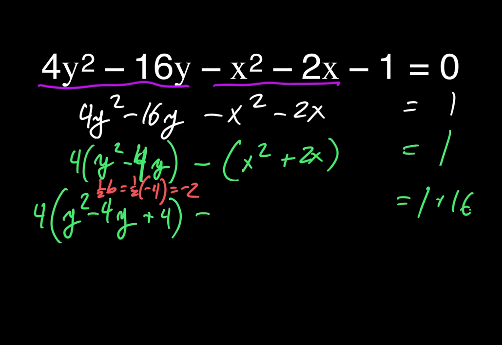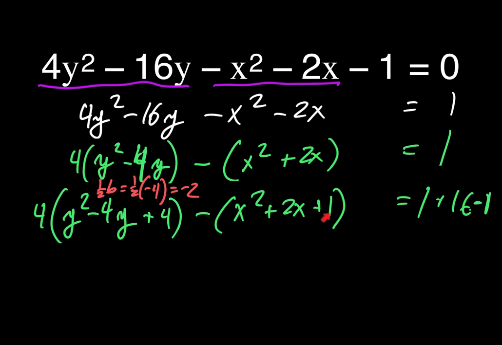On the right, I have minus x squared plus 2x. Half of b is 2. Half of 2 is 1. 1 squared is 1, so it's plus 1. And this 1 is inside a parentheses that is trapped with a negative 1. So on the right-hand side, I will subtract 1.